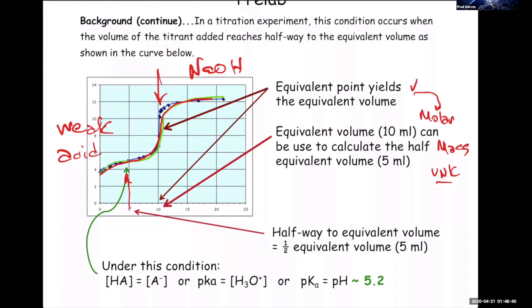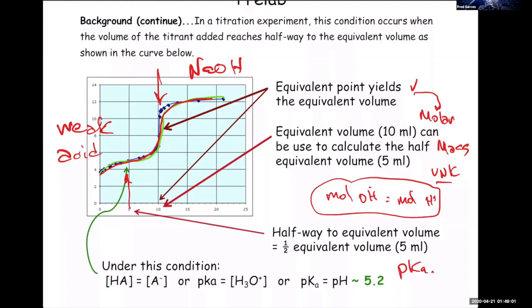That's because the moles of the hydroxide, your base, is equal to the moles of your acid. Even if that acid is a weak acid, that's still true at the equivalence point. And then halfway to the equivalence point, it's going to provide you the pKa of your unknown acid. That's why those two pieces of information are important in this particular experiment.